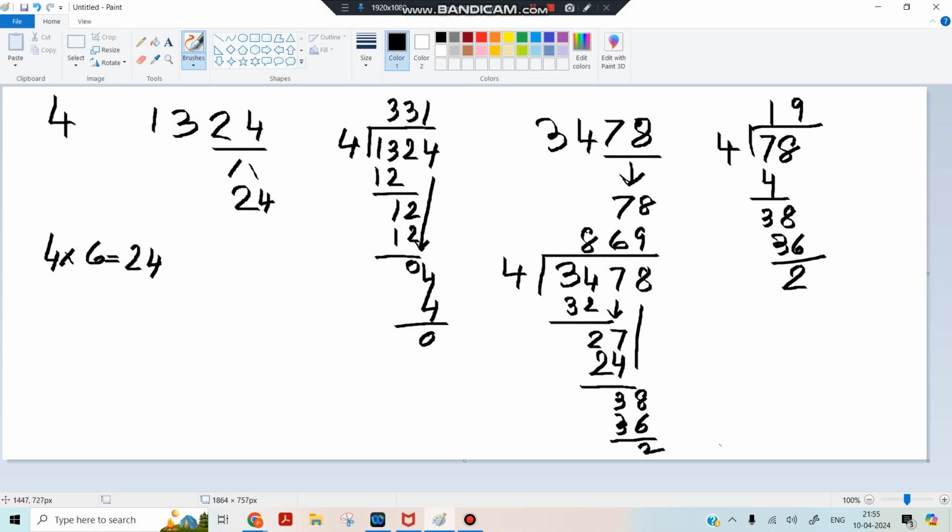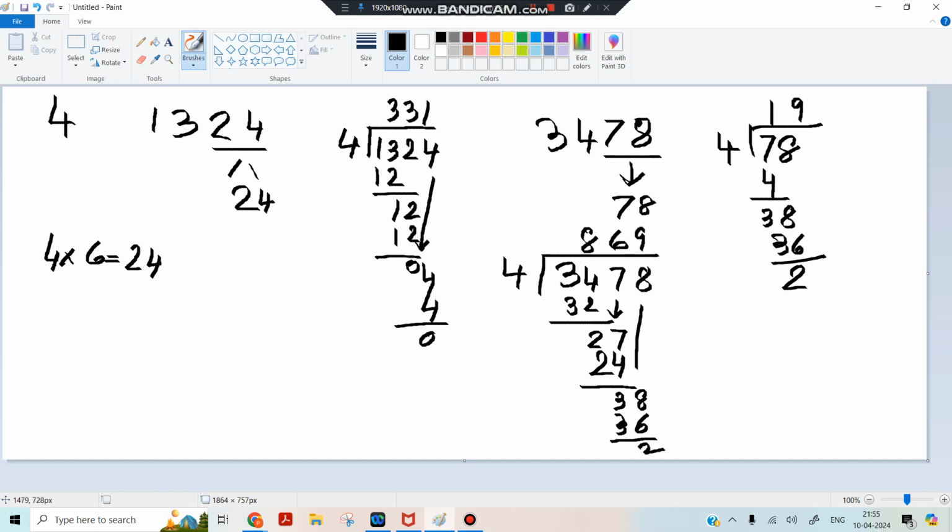So is it clear? Let's recap. Whenever we get a number, we will check if the number formed with the last two digits, that is the digit in the tens place and the ones place, is divisible by 4, if it comes in the table of 4, if it is a multiple of 4, then the full number I am considering will also be divisible by 4. If the number formed by the last two digits is not divisible by 4, it doesn't come in the table of 4, then the actual number is also not divisible by 4.